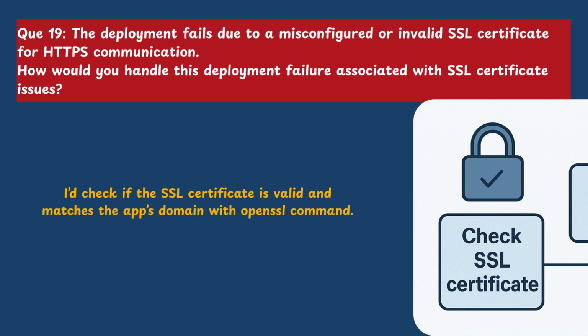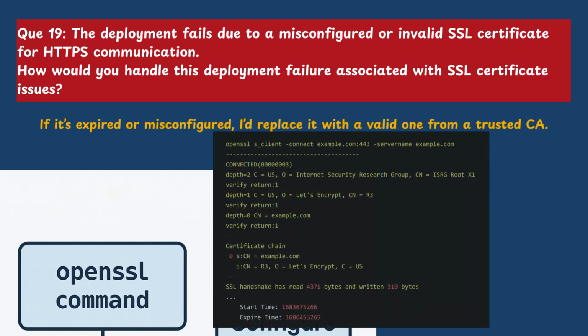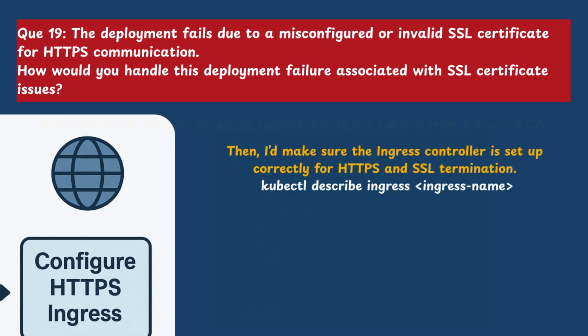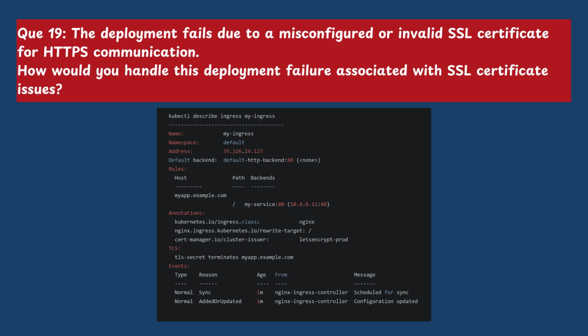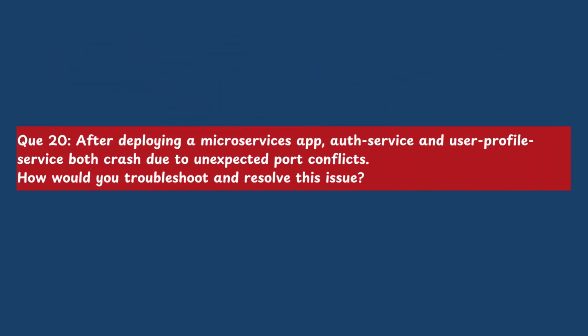I would check that the SSL certificate is valid and matches the app's domain with the OpenSSL command. If it's expired or misconfigured, I would replace it with a valid one from a trusted CA. Then I would make sure the ingress controller is set up correctly for HTTPS and SSL termination. Maybe I can use the command kubectl describe ingress name. Moving on with our next question.